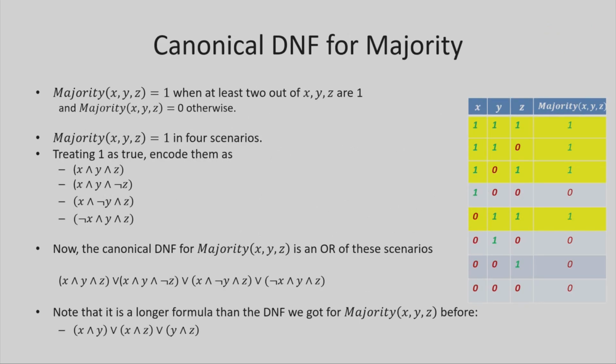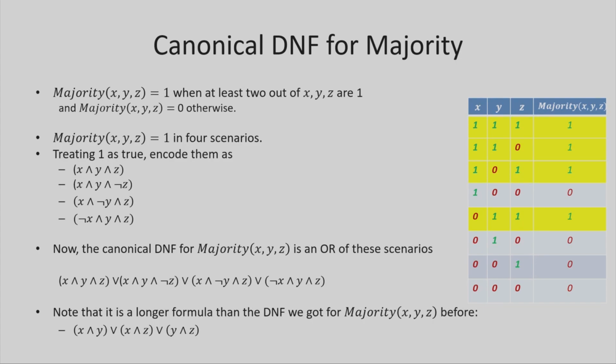Okay, so let's try to do an example of constructing a canonical DNF. For that, we will use the majority function, which, remember, outputs 1 when at least 2 of its 3 inputs are 1, and outputs 0 otherwise. So there are 4 possible scenarios out of 8 where majority will output 1: the scenario where all 3 of its inputs are 1, and 3 scenarios where 2 are 1 and 1 is a 0.